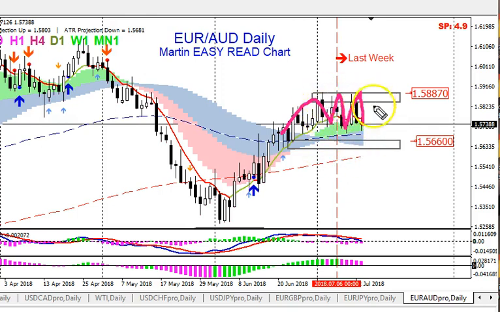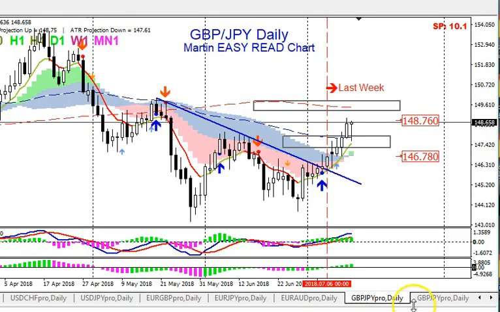But in this case, because of this sideways action, we have resistance here. Okay, now we have support here. We're looking for a breakout to the upside. Okay, so we're looking for buys above 158.87, or to the downside, if price is going to collapse and go all the way down, you'd have to look at sells below 156.60. Okay, so that's what I see happening with the EURAUD.